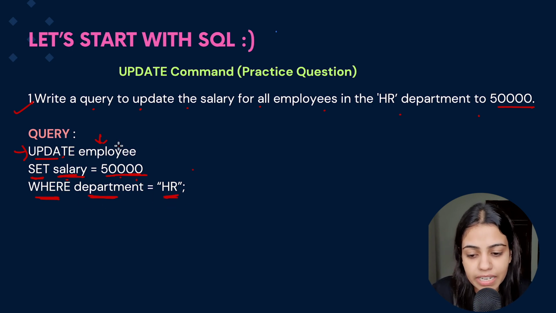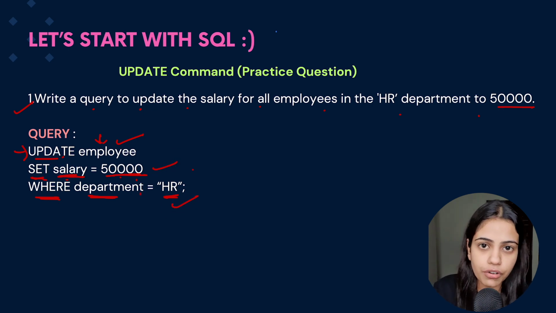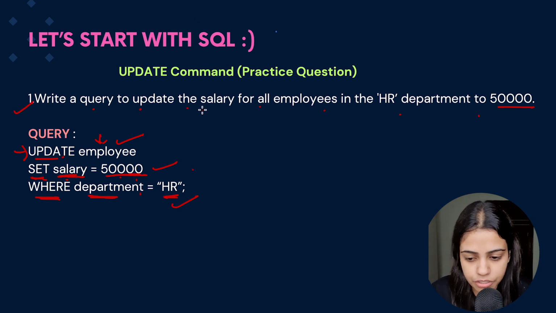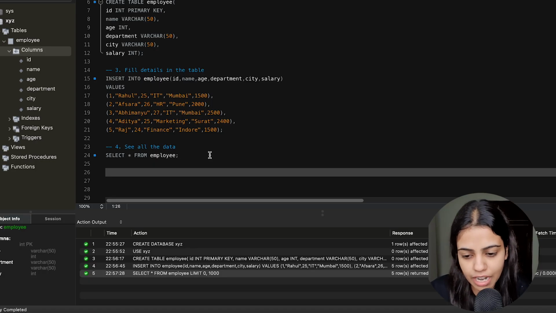So go ahead, update the employee table where department is equal to HR and set the salary as 50,000. So let's just go ahead and execute this particular query into our MySQL Workbench.